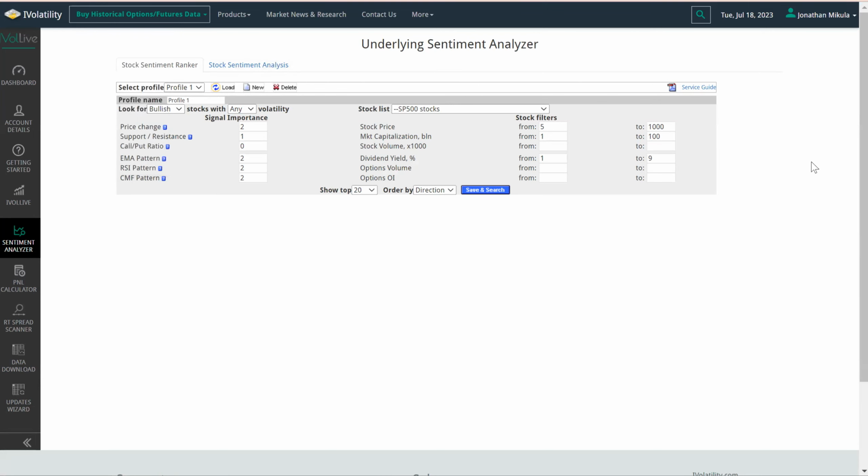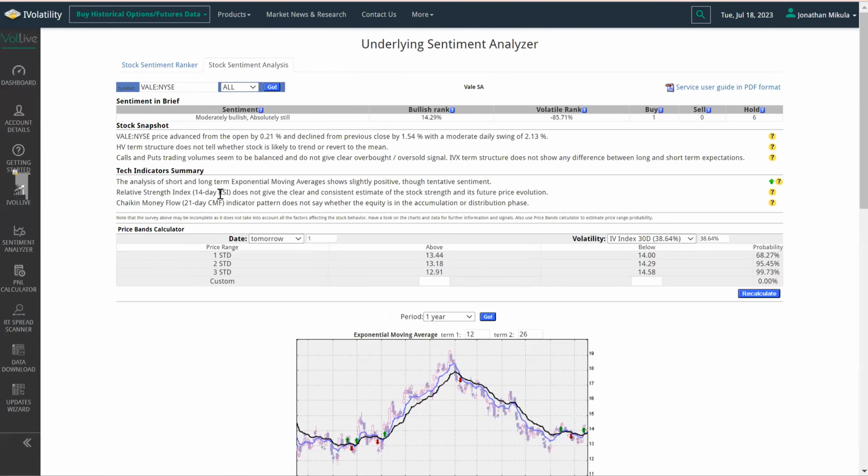So when you come to sentiment analyzer, there's 2 main ways to use this. You could use this to run a scan and find ideas. Let's say we didn't jump into iVol Live and we had no clue what we wanted to trade. We could come here and run a scan, which I'll do before we finish today. Or if you already have an idea of what you want to analyze, most people tend to have at least 1 or 2 ideas, all you do is click on stock sentiment analysis, and this is where you can key in an individual name that you want to dive deeper on.